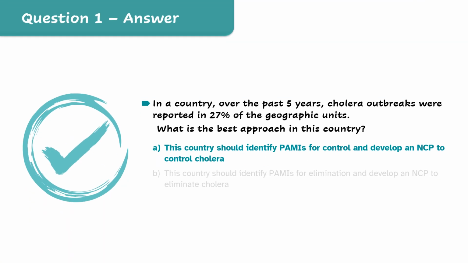The correct answer is A. Since cholera outbreaks were reported in more than 5% of the geographic units over the past 5 years, this country should identify PAMIs for control and develop an NCP to control cholera.